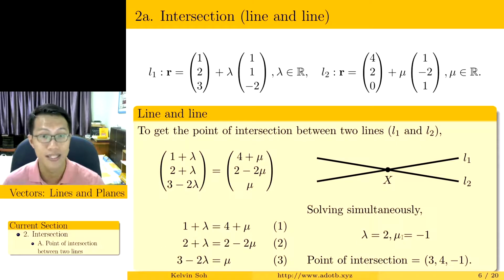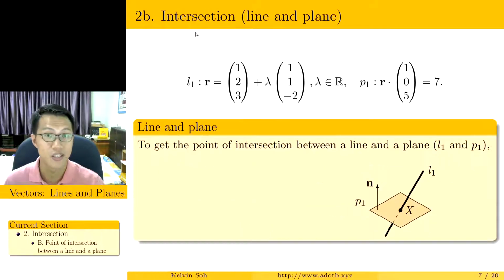We can use either of the answers. If we take lambda equals 2, we can plug into our equation of line 1 to get the point of intersection. You can also use mu equals minus 1 in the second equation, and they should give us the same answer. Our second case of intersection is that between the line and the plane. So now we have a second example.